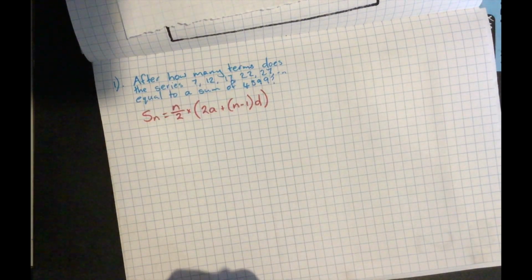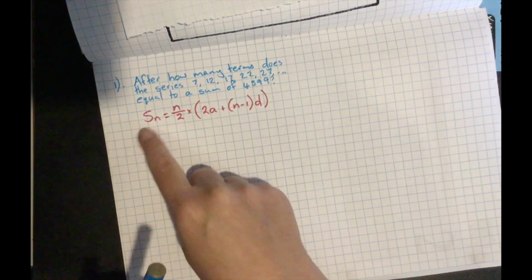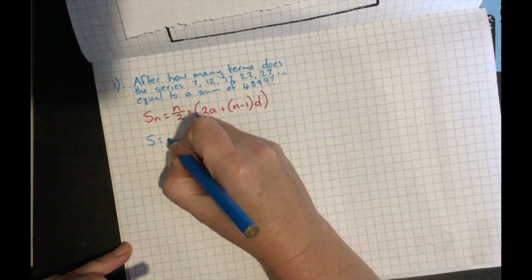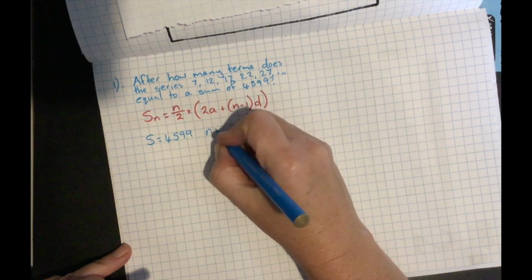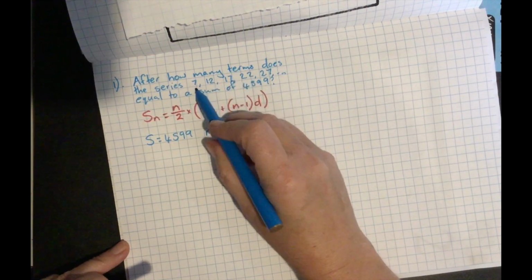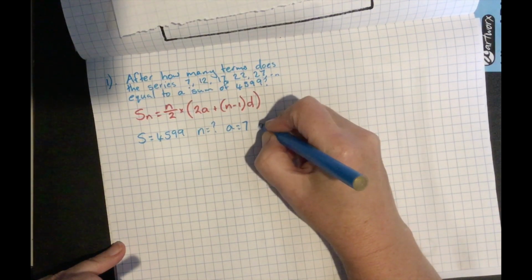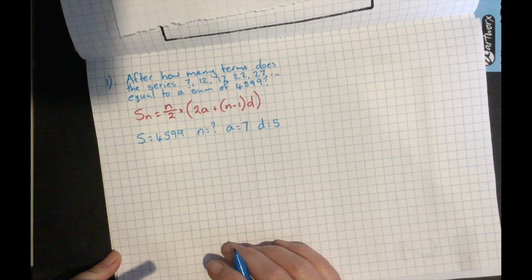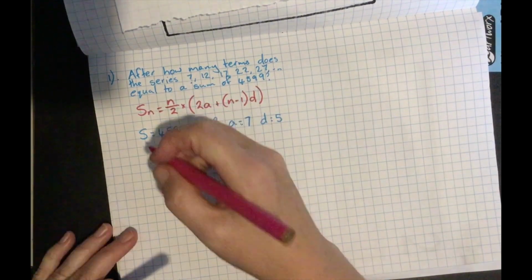We now have to figure out what we've actually got from our information provided. Well, I do know S, I know the sum. So S is in fact 4,599. N is unknown. A is the first number in the sequence, it's 7, and our difference was a positive 5. Okay, so I've written all our information there. So let's just plug it into the formula and see what it looks like.